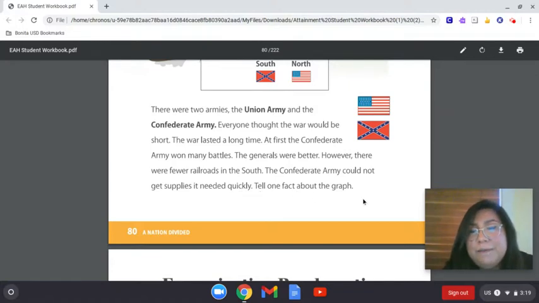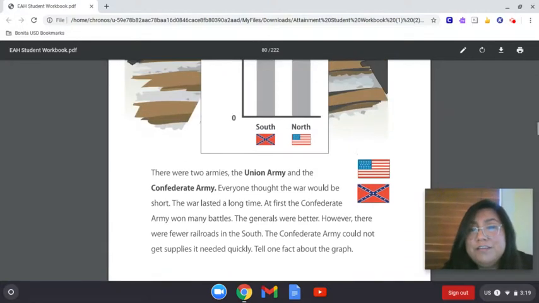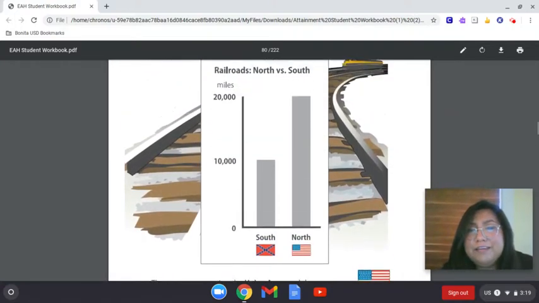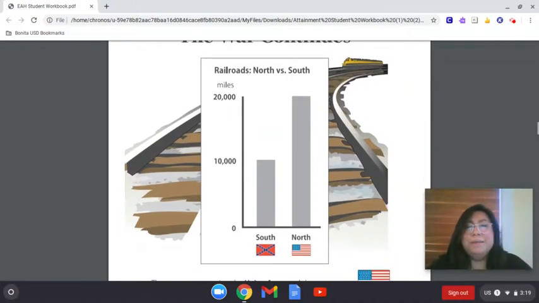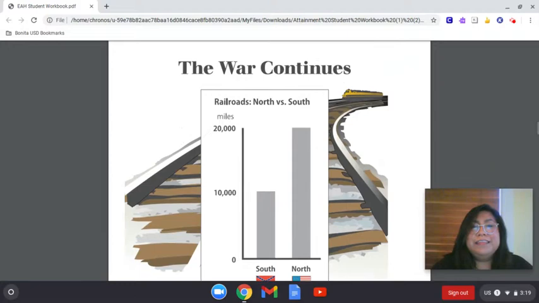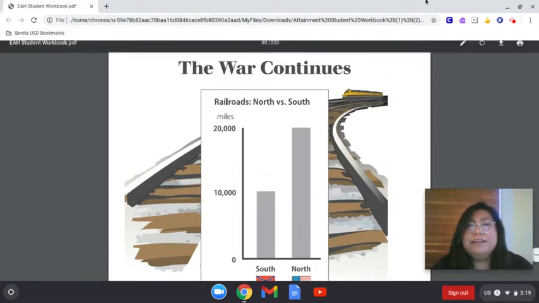Tell one fact about the graph. So, scholars, let's go look back at the graph. Tell me one fact about the graph. And that's going to be the end of our lesson. The war continues.